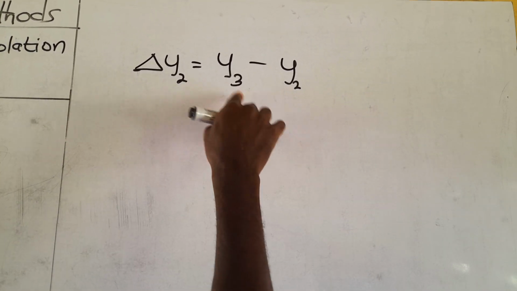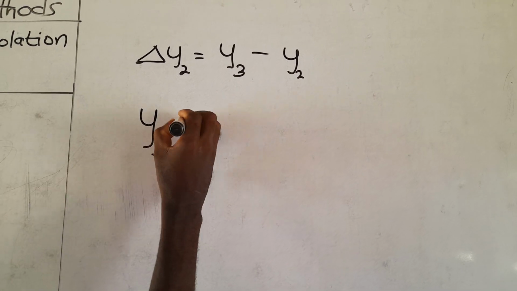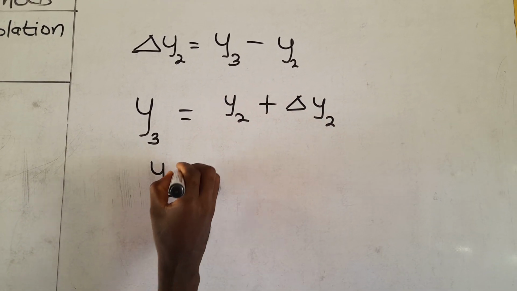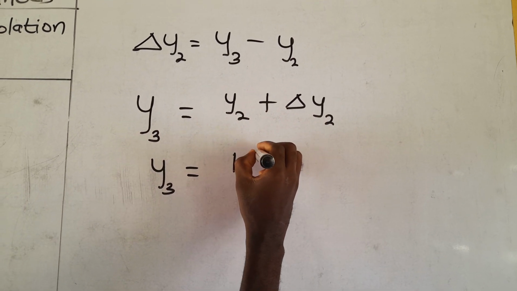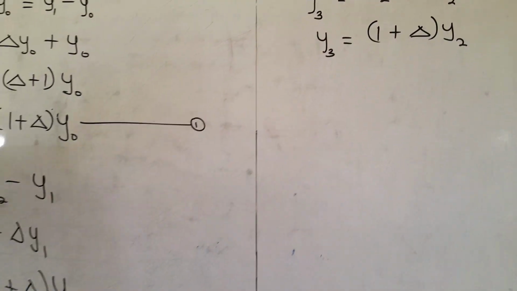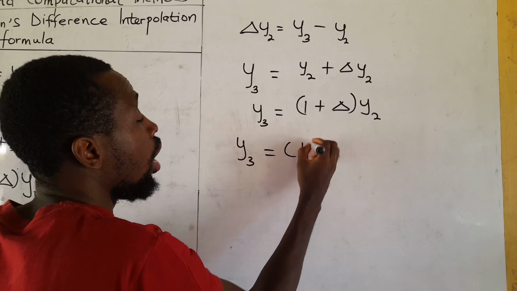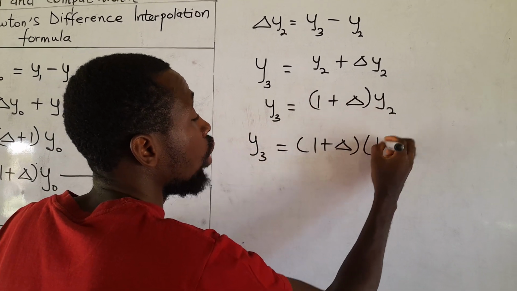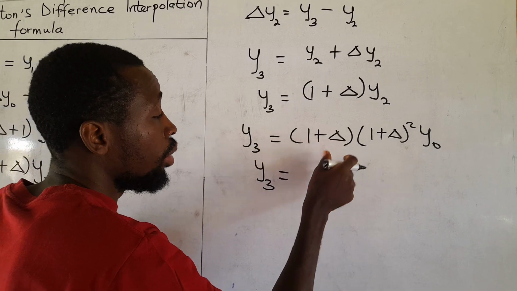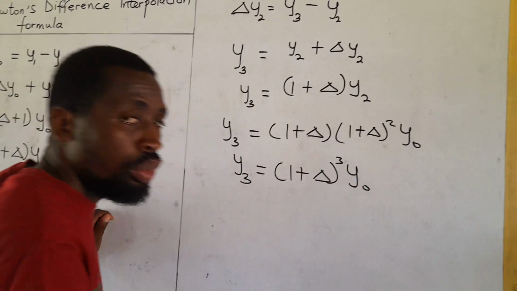Also, we said del y2 is equal to y3 minus y2. Let's try to make our y3 the subject. So we can say y3 will be equal to y2 plus del y2. So our y3 is equal to, y2 is common, so we factor it out. We get 1 plus del, y2. And what's our y2? Our y2 is 1 plus del squared y0. So we substitute that. So we get our y3 is equal to 1 plus del, then in place of y2, we substitute 1 plus del squared y0. So our y3 will be equal to 1 plus del in bracket times 1 plus del squared, which will be 1 plus del cubed y0. I hope you get that.